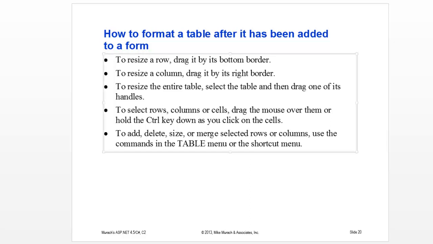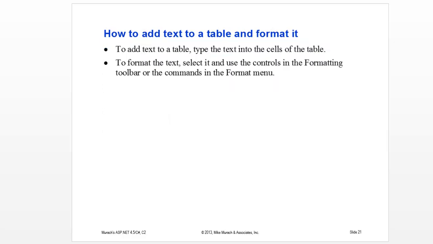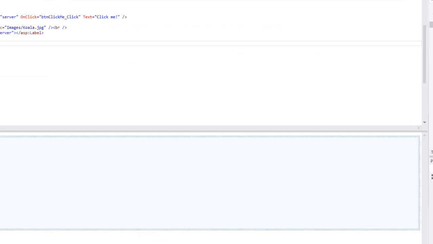And that shows you how to do all this stuff on slide 20, dealing with tables. How to add text to a table and format it. To add text to the table, you just type the text into the cell and then select it and use the controls in the formatting toolbar and commands in the format menu. So you've got the format menu up here. It would pick up in context that you wanted to format the table.